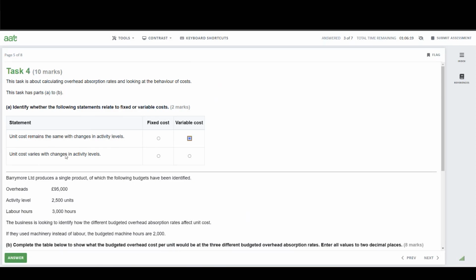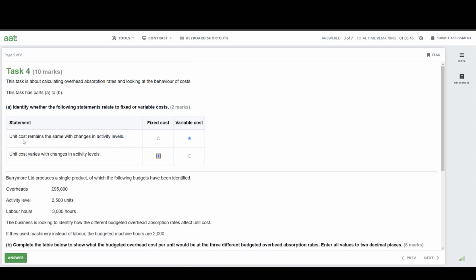Unit cost varies with changes in activity levels. So again, it's describing unit cost there, not total cost. We know that some costs do not change with activity. The total cost does not change with activity. However, the more units we produce, the lower the unit cost will be because that cost is being shared out. So unit cost will change. It will vary with a fixed cost. So that second statement is describing a fixed cost.